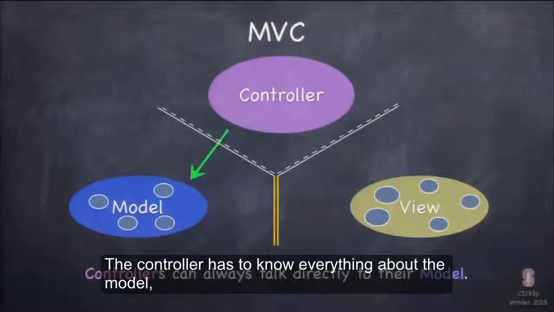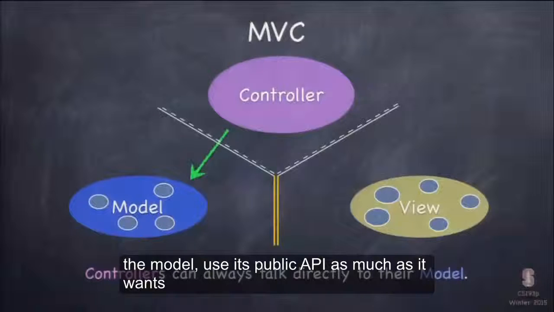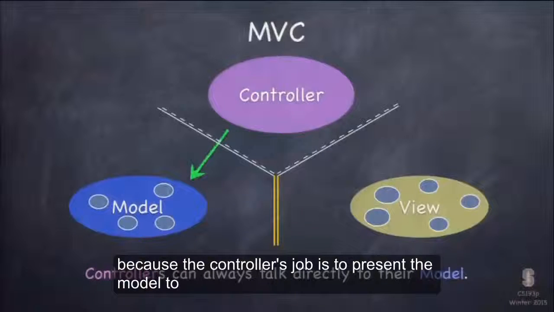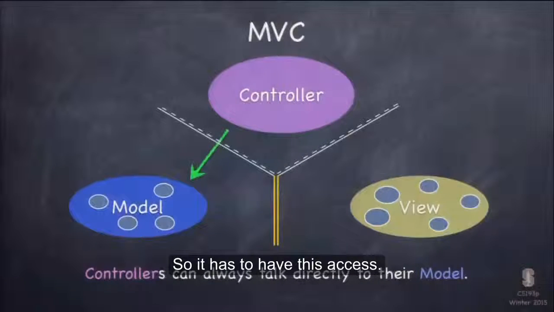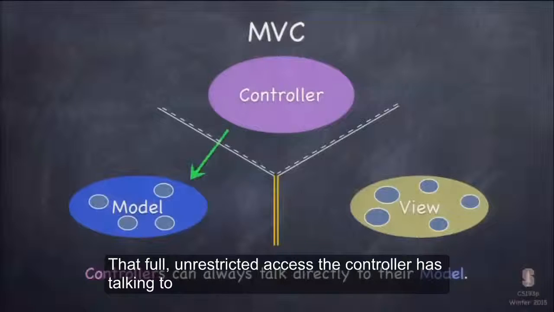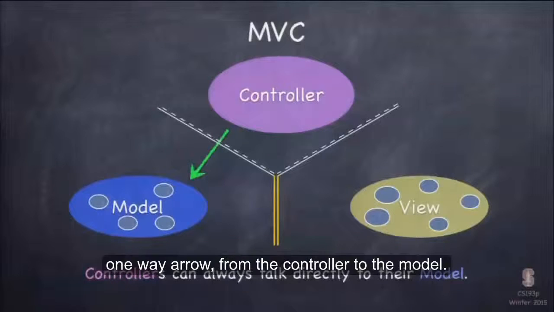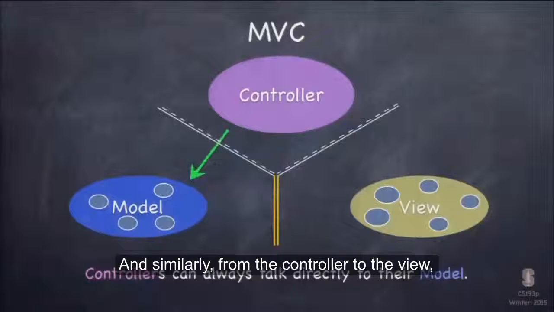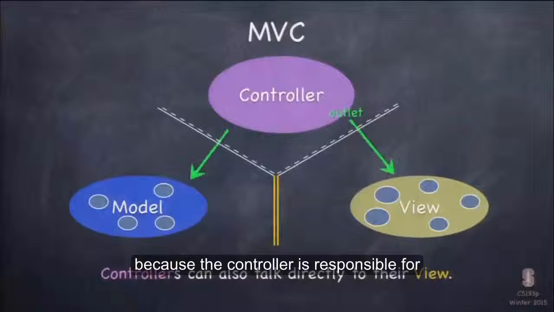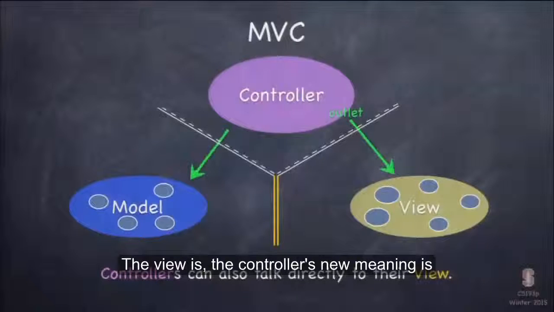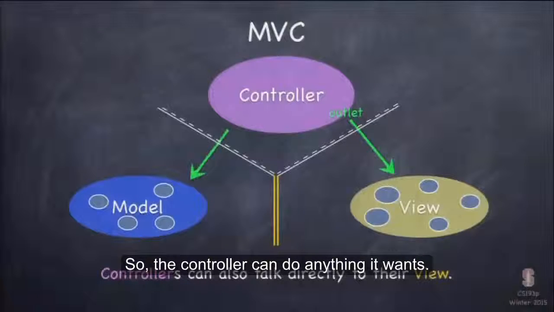The controller has to know everything about the model, and it has to have complete ability to talk to the model, use its public API as much as it wants, because the controller's job is to present the model to the user using its view as its minions. So it has to have this access. That's full unrestricted access the controller has talking to the model. This is a one-way arrow from the controller to the model. Similarly, from the controller to the view is also unlimited communication, because the view is the controller's minions to lay out the user interface and all that stuff. So the controller can do anything it wants.